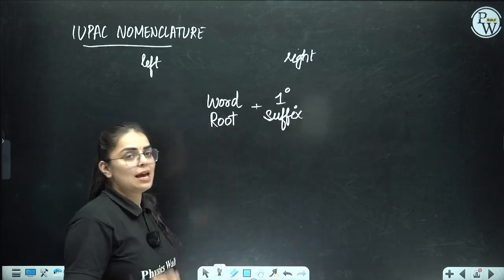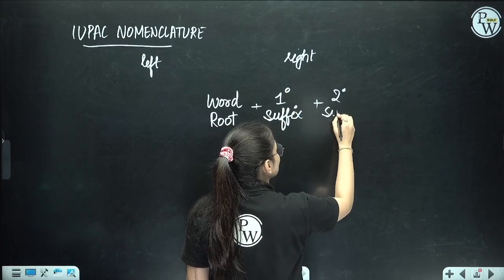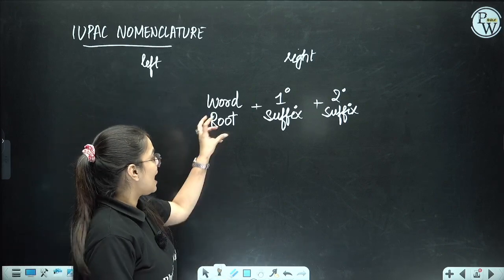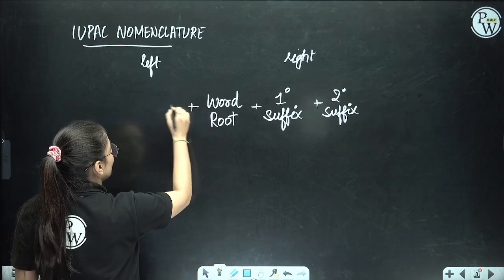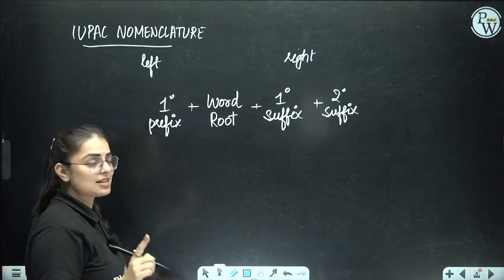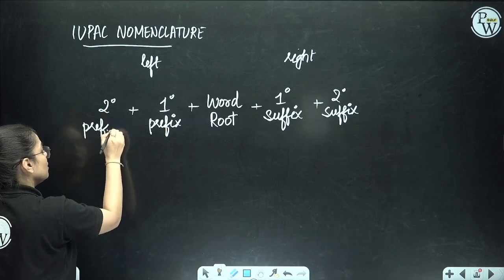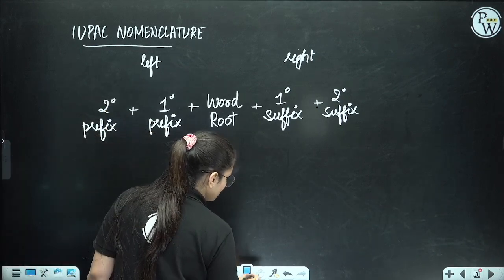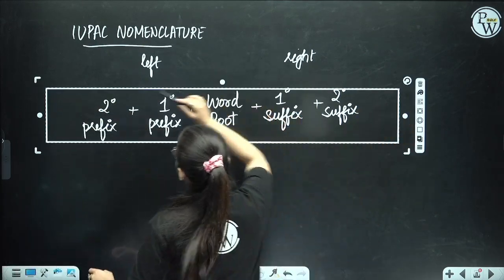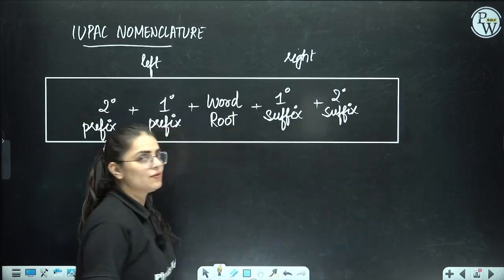What you need to write, ma'am? Primary suffix or 1 degree suffix. And at its right hand side, you need to write secondary suffix or 2 degree suffix. At the left hand side position of the word root, you need to write what, ma'am? Primary prefix. And at the left hand side of primary prefix, what you need to write? Secondary prefix. So this is a general rule, students, that you should remember while naming any complex compound. Clear with this part? Now let me explain what these are. One by one we are going to understand it.